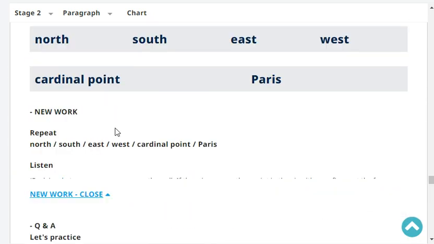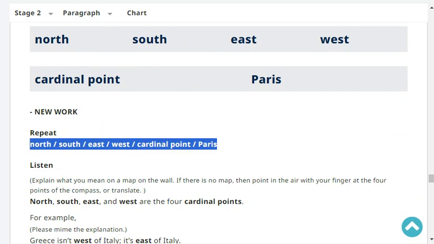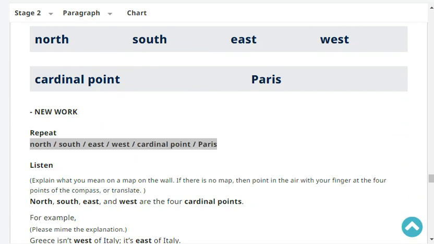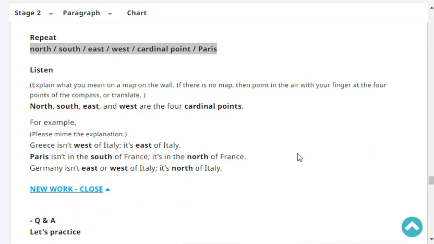Very good. Next, repeat. North. South. East. West. Cardinal point. Very good. Okay, listen. North, south, east, and west are the four cardinal points.